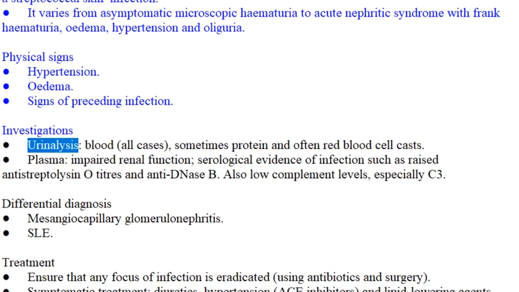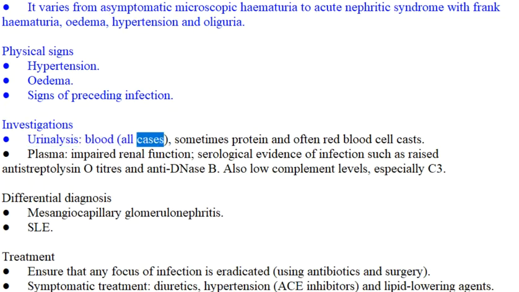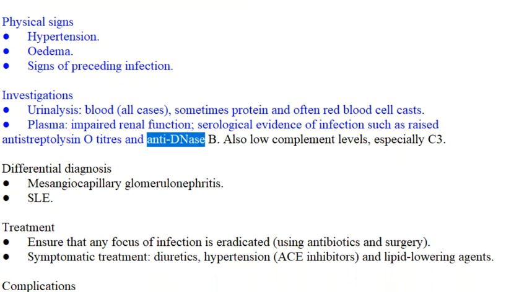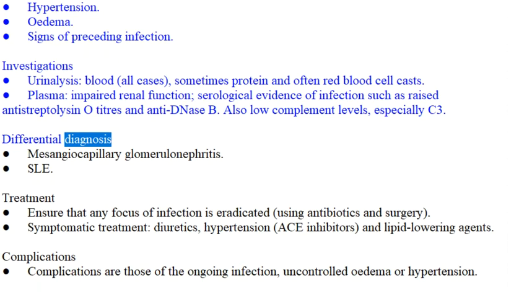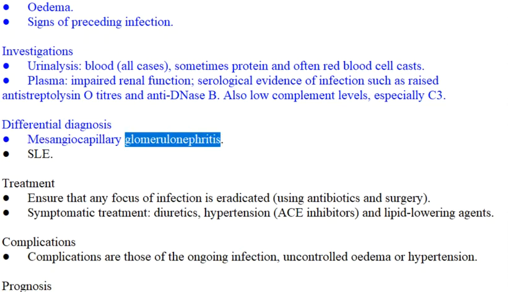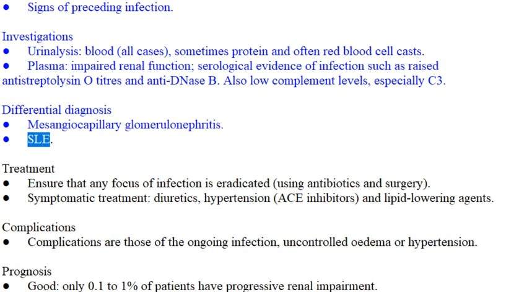Investigations. Urinalysis: blood in all cases, sometimes protein, and often red blood cell casts. Plasma: impaired renal function, serological evidence of infection such as raised anti-streptolysin O titers and anti-DNase B. Also low complement levels, especially C3. Differential diagnosis: mesangiocapillary glomerulonephritis, SLE.